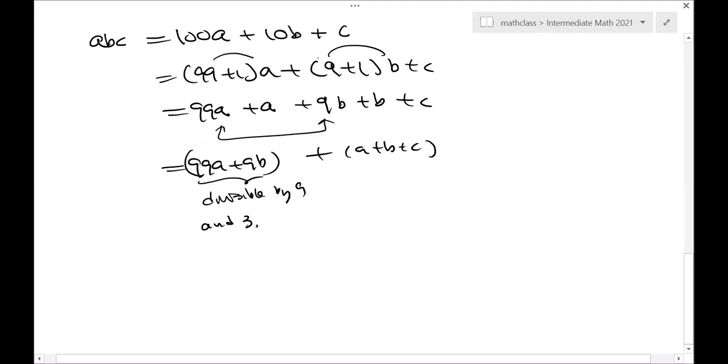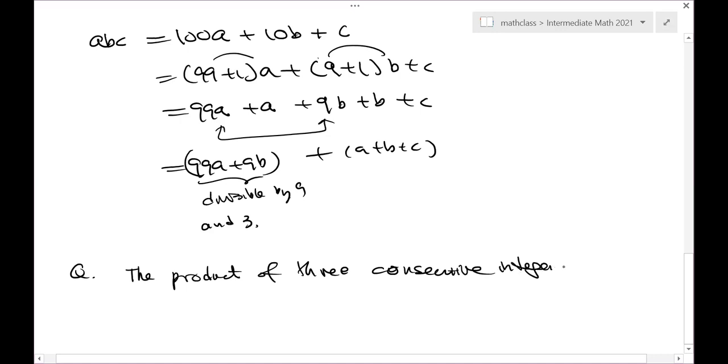And now here's a problem. Okay, the product of 3 consecutive integers must be divisible by 6. How do you see that?